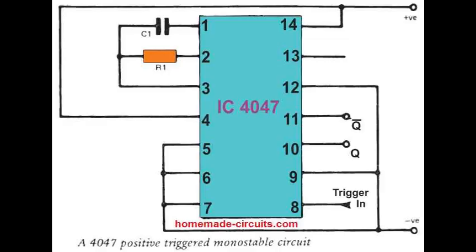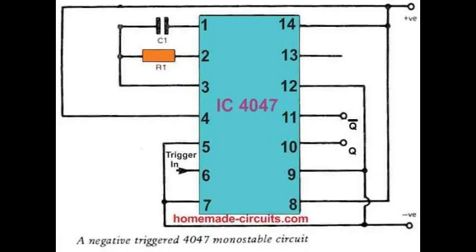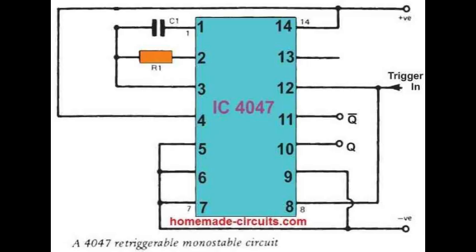Now let us move to the monostable mode. The IC4047 can be configured in three different monostable types: positive triggered, negative triggered, and retriggerable. In the positive triggered mode, the pulse starts when the input goes from low to high. In the negative triggered mode, the pulse starts when the input moves from high to low. In both of these modes, the output pulse automatically turns off after the preset time, even if the trigger signal continues. The retriggerable mode works differently.